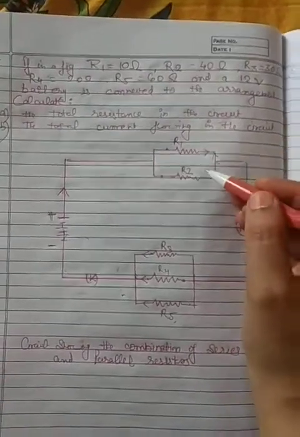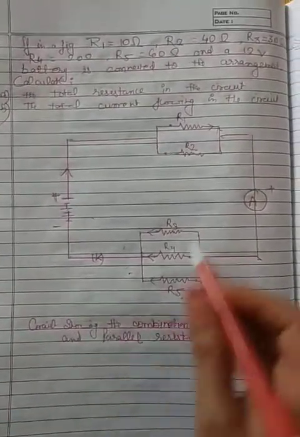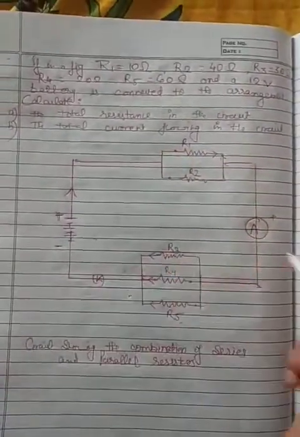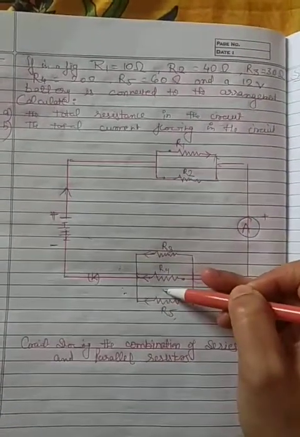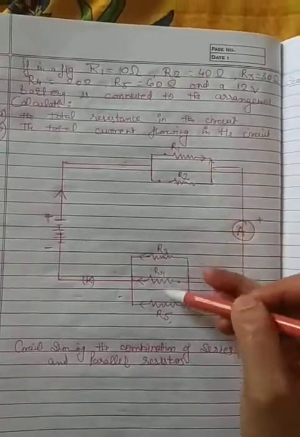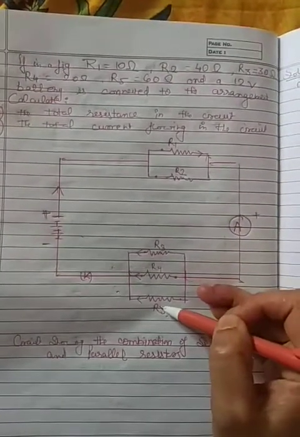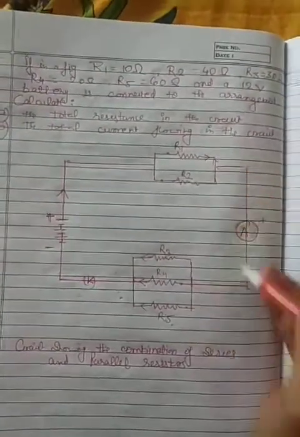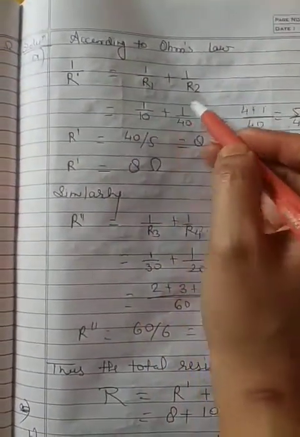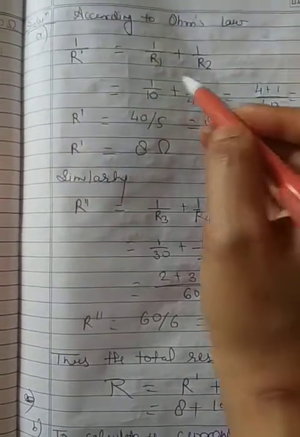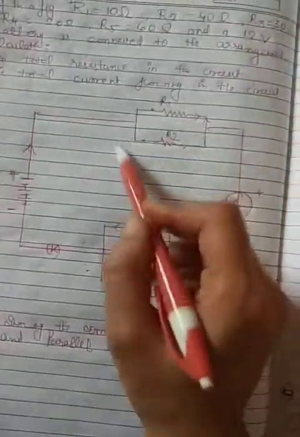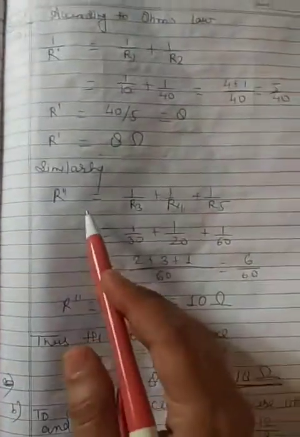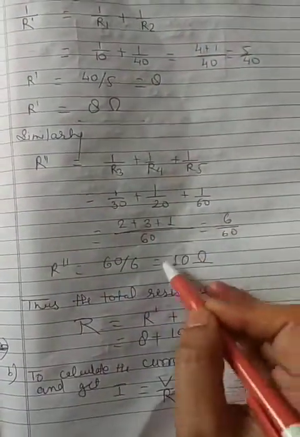Okay, so the circuit shows a combination of series and parallel resistors. These are in parallel, and these two together are in series. So according to Ohm's law, 1 upon R dash, for the parallel formula, we will get 8 ohm for this loop, and for the second loop similarly we will get 10 ohm.